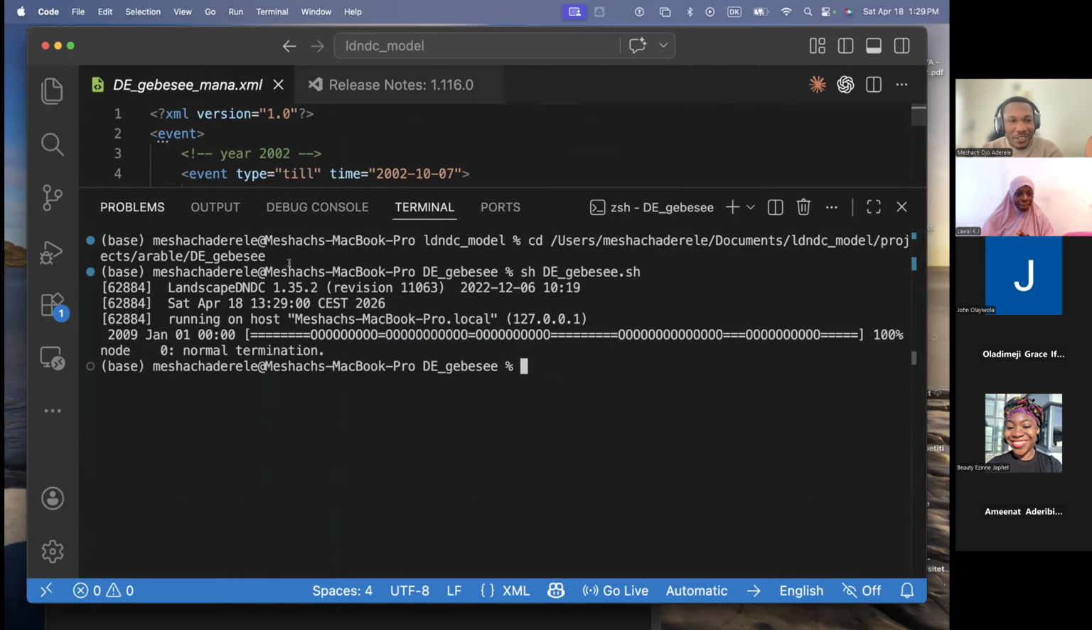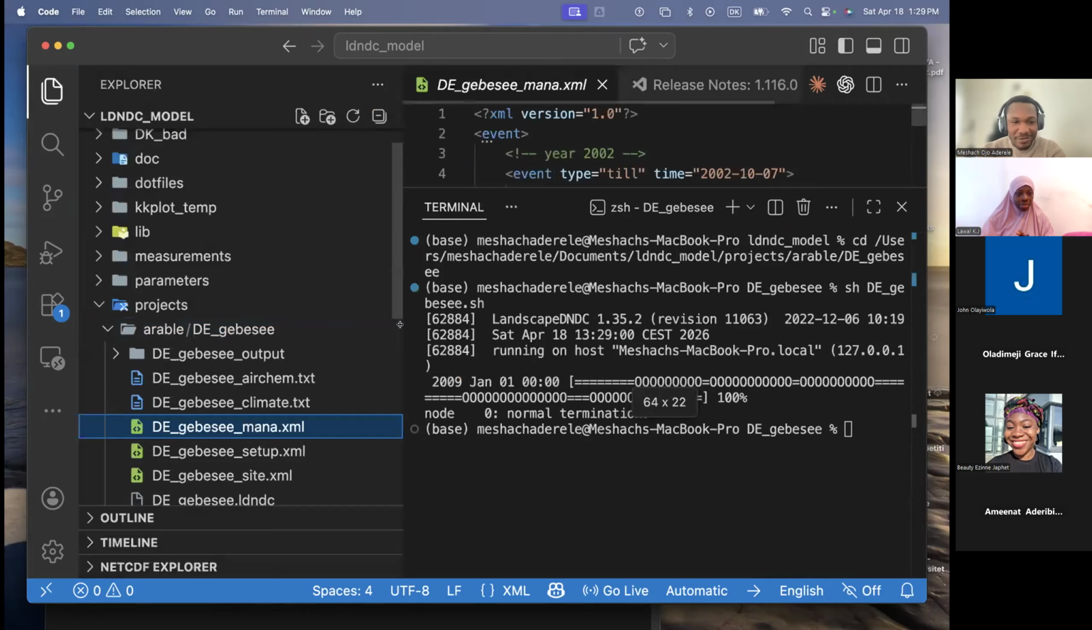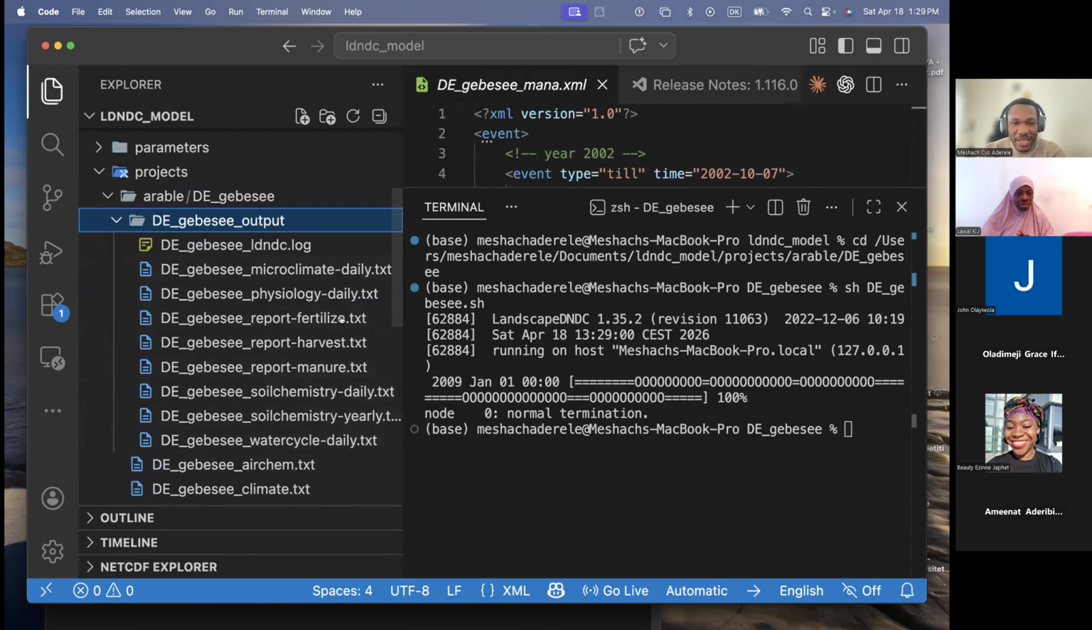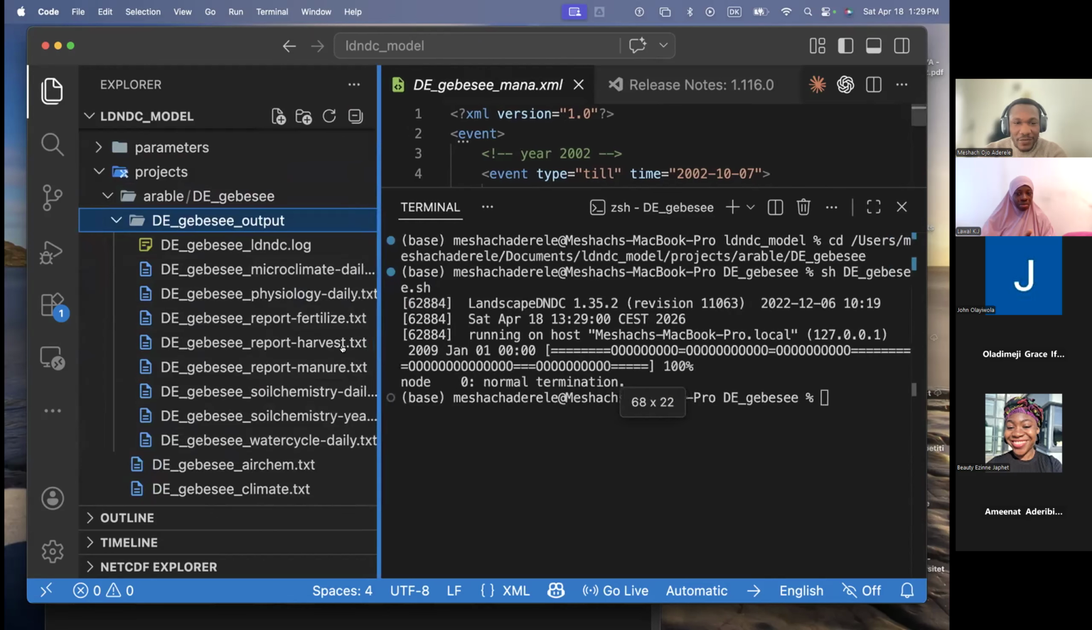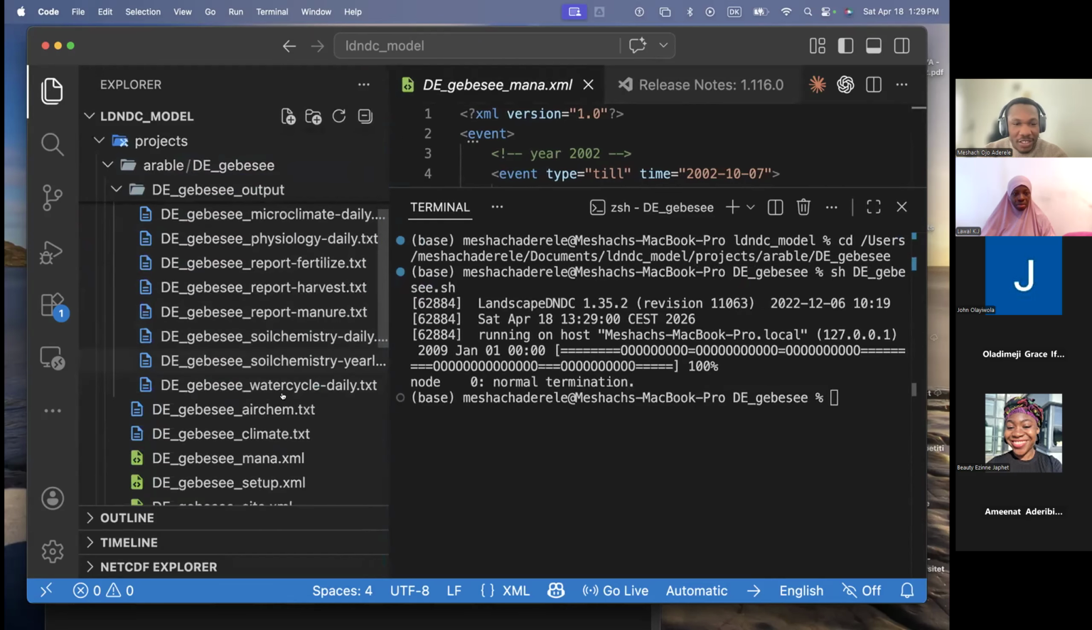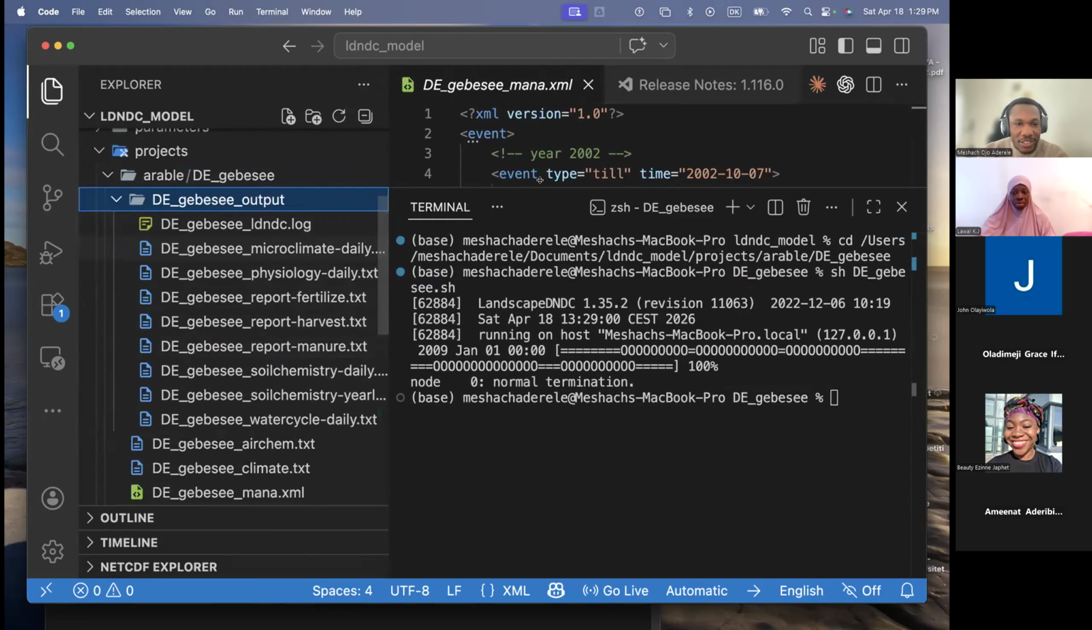So this is just one field, so it doesn't take much time for you to see the output. And I have the output here. And for the output, you can explore each of the output that you get. You can see the fertilizer report, harvest report, the manure report, soil chemistry, yearly, and physiology, microclimate.